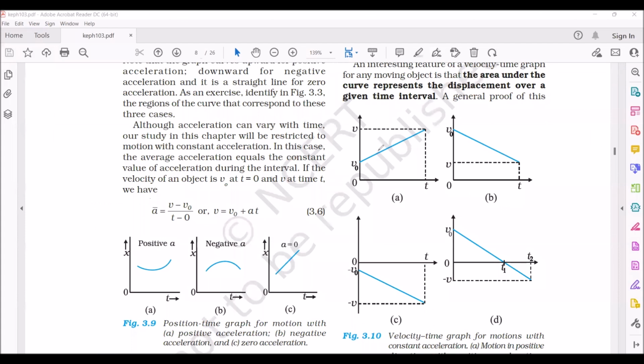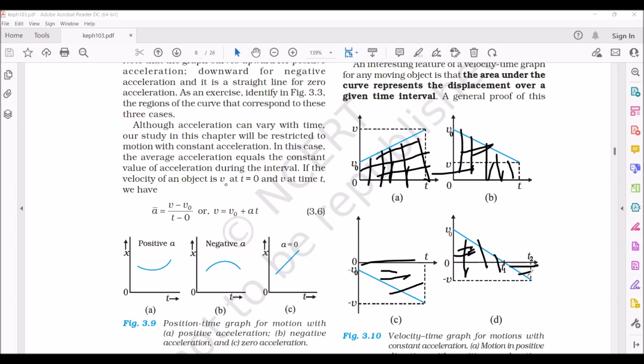In this graph, consider the area under the velocity-time graph. For example, this is the area of this graph. This area gives the displacement, and similarly this area gives the displacement, and this area gives the displacement. Whatever area we have under the velocity-time graph, that area gives the displacement.